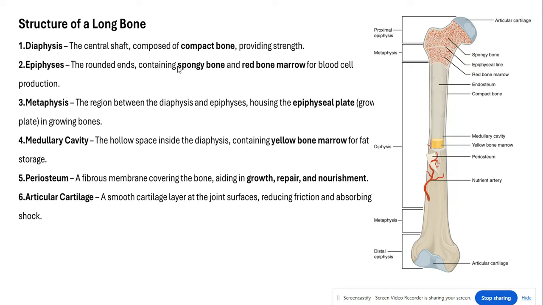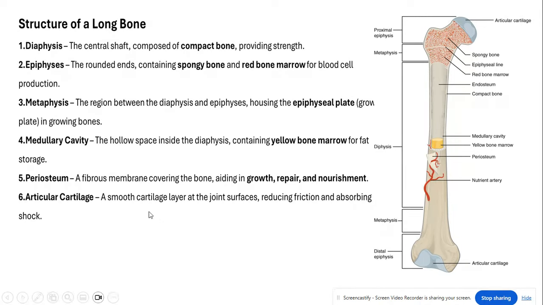Periosteum, a fibrous membrane covering the bone, aiding in growth, repair, and nourishment. So if you get a question saying, why do we even have a periosteum? What does it do? Or what is the importance of periosteum? Say it's very important. It's a fibrous membrane covering the bone, aiding in growth, repair, and nourishment. So it protects, right?